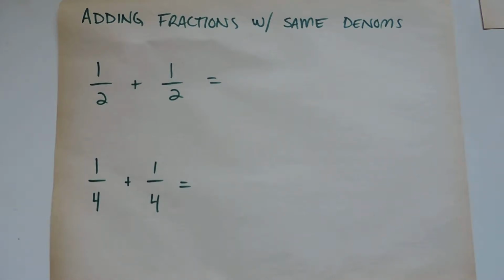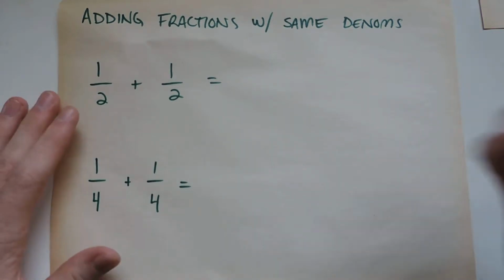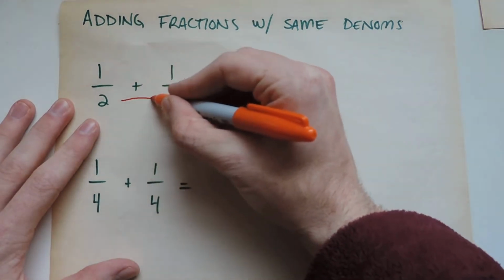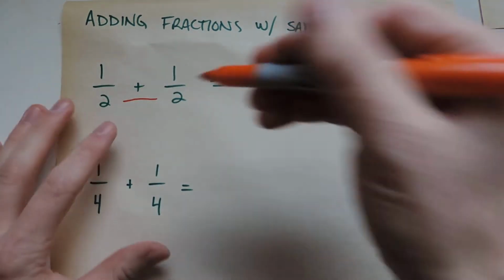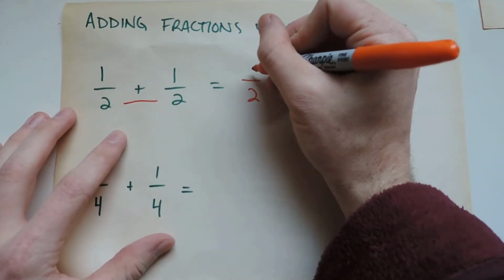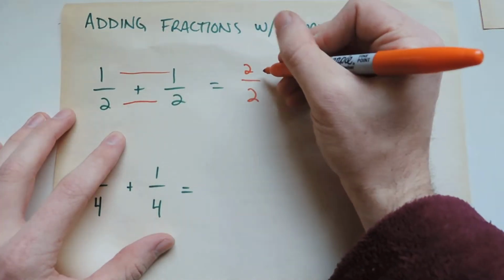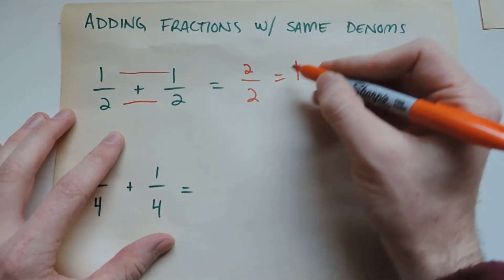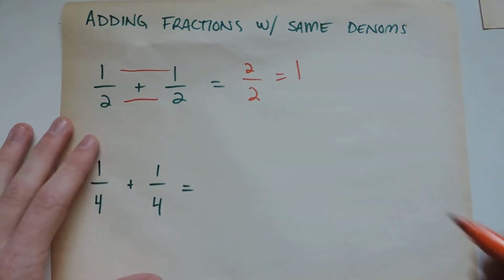First, we're going to look with the same denominators. This is super easy, so I'm not going to spend much time on it. What you do to add these is you keep these as your denominator. You don't change it, and then you add the top. So you get 1 plus 1 equals 2. This all reduces to 1. This is super easy, right?